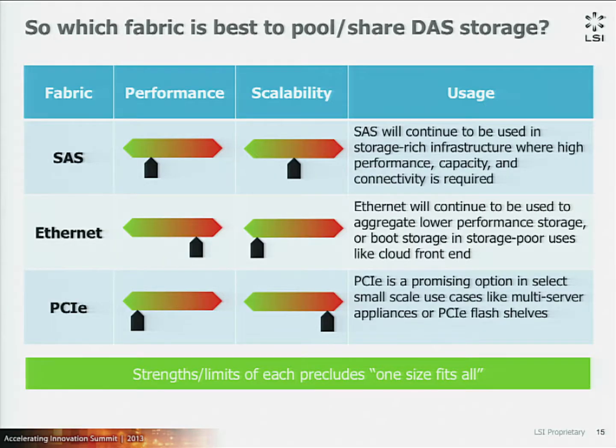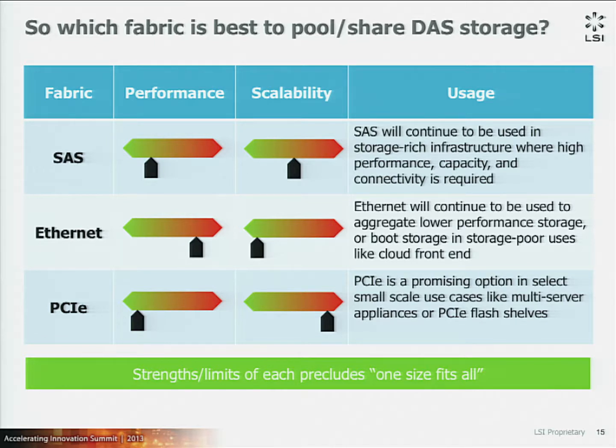So which SAN fabric is best to pool and share DAS storage? We talked about SAS, Ethernet, and PCI. They each have their strengths. SAS is very good on performance and scalability. Ethernet, performance not quite as good because it has other protocols running on it. It's generally a little bit heavier, but the scalability of Ethernet is fantastic. You can route it around the world.